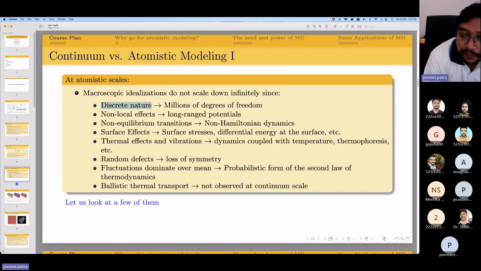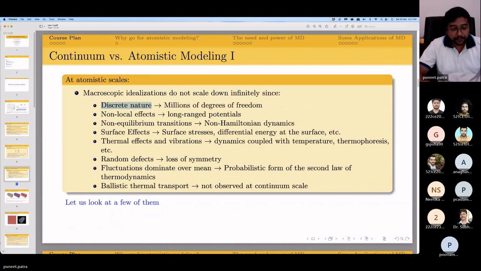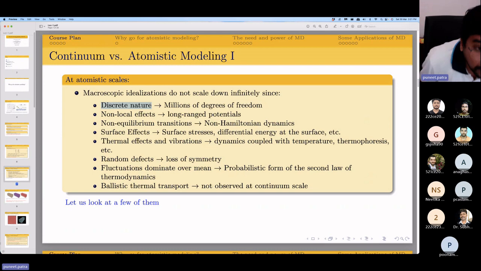So, for example, if you have n atoms within the system, you will have 3n configurational degrees of freedom within that system. The consequence of having such millions of degrees of freedom within the system is actually a bottleneck, in the sense that we cannot go for simulating very, very large systems.